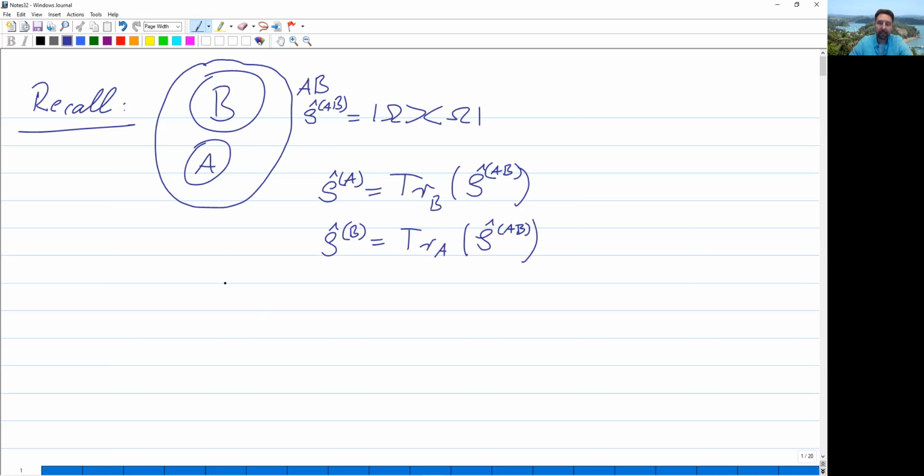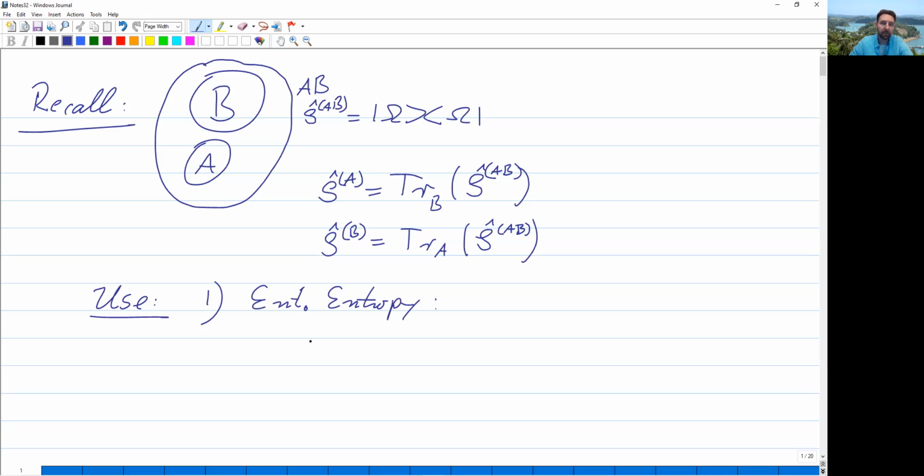We saw that the more entangled the two systems are, that is to say, the more entangled the state omega is, the more mixed are the density matrices of system A and system B. And what do we mean by more mixed or more entangled? Well, we use for this purpose two different notions. We use the entanglement entropy.